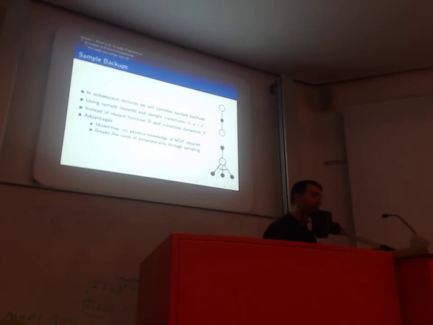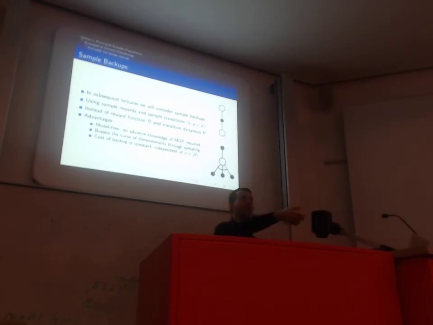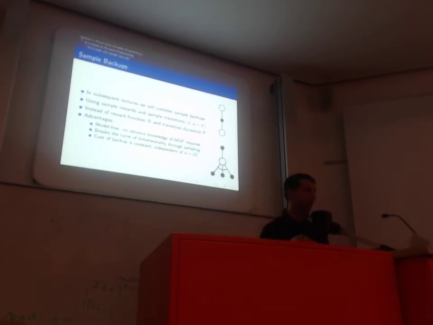Very importantly, it breaks the curse of dimensionality through sampling. What's the cost of one of these backups? Well, it's constant. It doesn't matter what the size of the state space is. We're just going to pick one sample and use that sample. We've broken the curse of dimensionality by sampling. In subsequent lectures, we're really going to focus on how to do this. The next couple of lectures look at how to do the sample-based versions, leading to temporal difference learning algorithms.